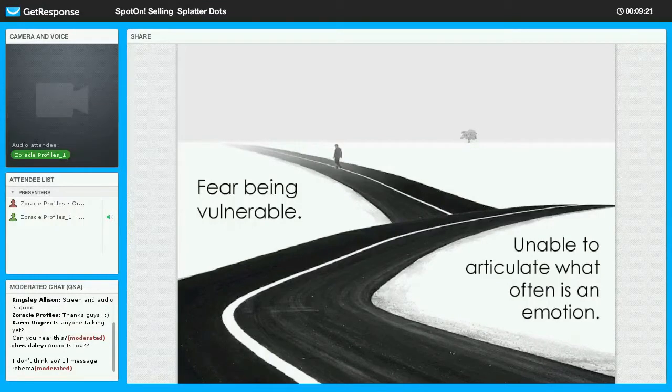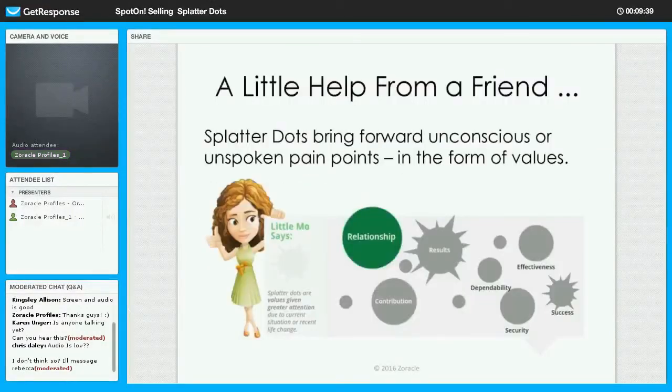All they know is there's some frustration or discontent or unhappiness or a lack of satisfaction or not feeling powerful. Something isn't right inside, but they don't know how to articulate it, nor do they know exactly how to solve that problem. So we're offering a little help from your friend Mo.